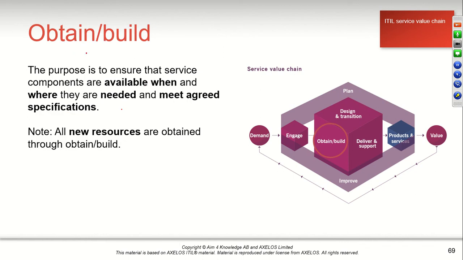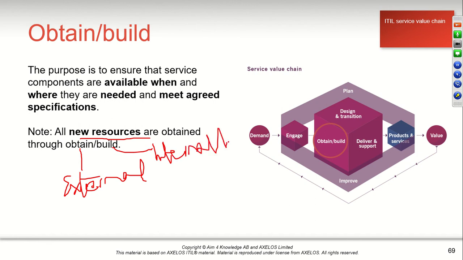Okay, obtain slash build. That is obtain or build. Okay, so at obtain or build, that is where all new resources are being obtained. So new resources can be obtained by either buying it, okay, which is obtained especially from external, or being built, which is majorly done internally, okay.